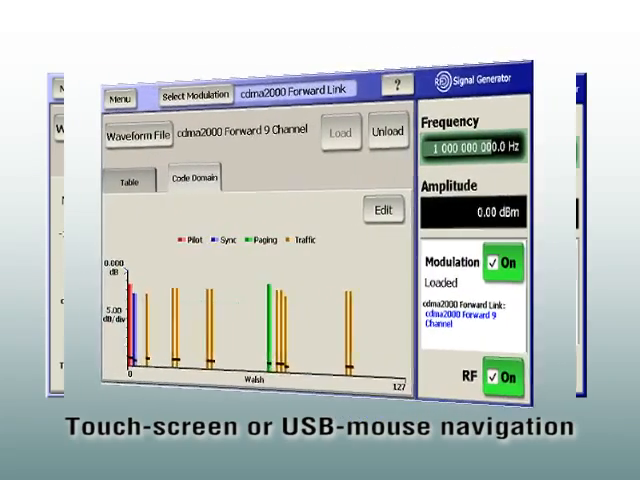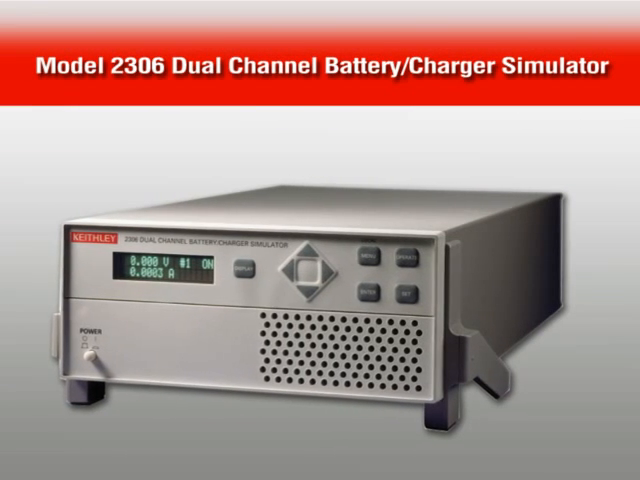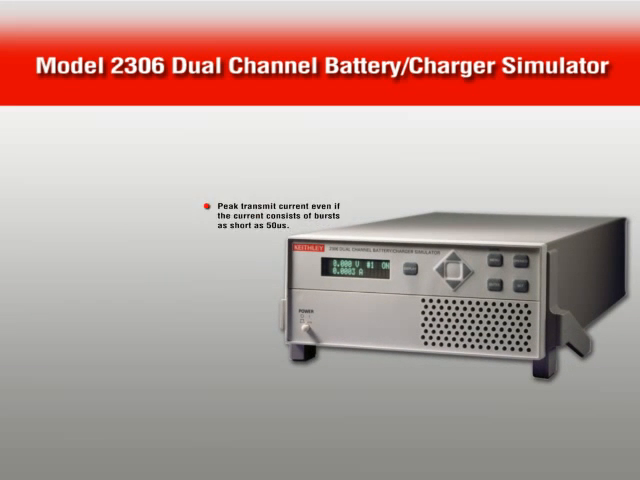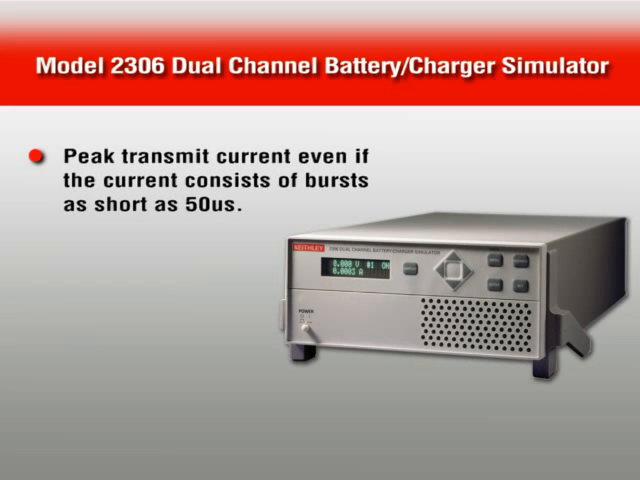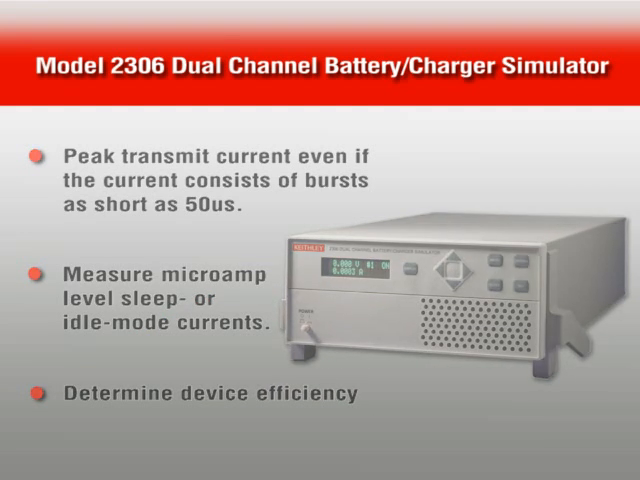on conventional RF equipment. While you are measuring RF performance, simultaneously capture DC power consumption measurements. Measure peak transmit current, even if the current consists of bursts as short as 50 microseconds. Measure microamp level sleep or idle mode currents, and determine device efficiency.